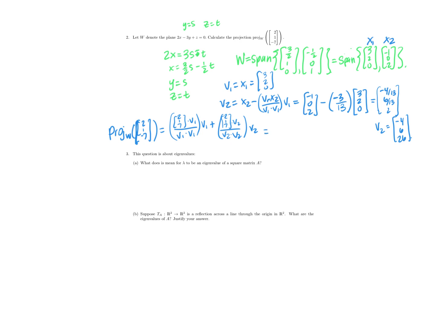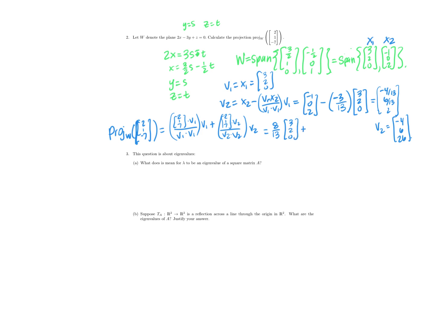Okay, so if I do 2, 1, 7 dot V1, that's going to give me 6 plus 2. So that's 8 over, and then V1 dot V1 is going to be 9 plus 4. And then that's going to be in the direction of V1, which is 3, 2, 0.